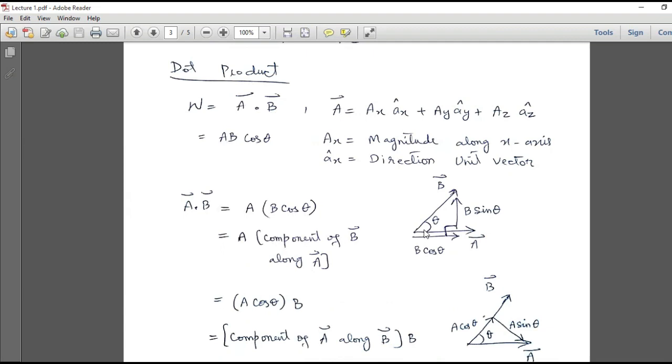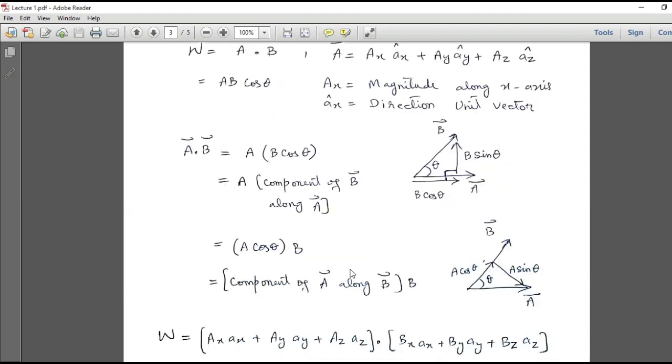and it is equal to A times the component of vector B along vector A. So this is vector A, this is vector B, and the component of vector B along vector A is this B cos theta, and the component of vector B perpendicular to vector A is B sin theta. So while taking the dot product, we have to multiply vector A with the component of vector B in the direction of A. This is also called the projection of vector B along A.